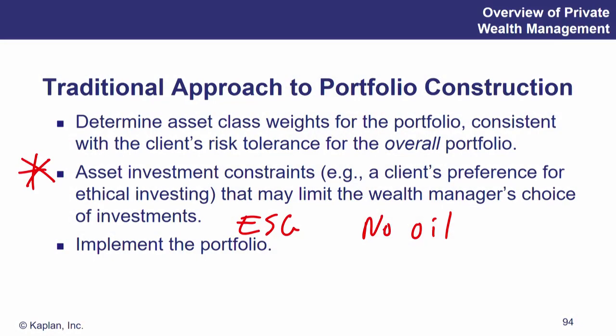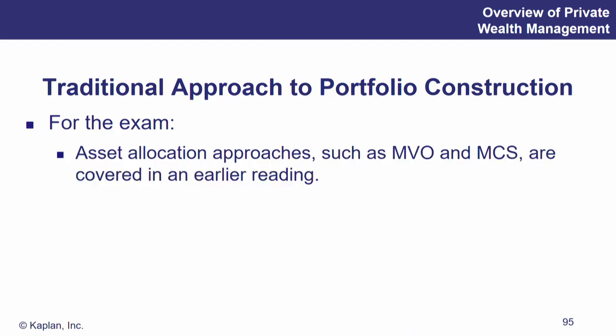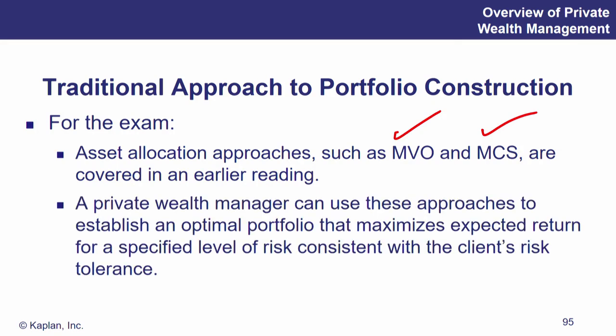Okay, and then the last step, you're going to implement this portfolio. So in a nutshell, that's the traditional approach that you've been taught in level 1 and 2. Now we're going to introduce a little bit of a twist. For the exam, asset allocation approaches, so mean variance optimization and Monte Carlo simulation, we covered them in early sections. So you should be pretty familiar with them, and they're also in level 1 and level 2. So a private wealth manager can use any of these approaches to build, again, this optimal portfolio.